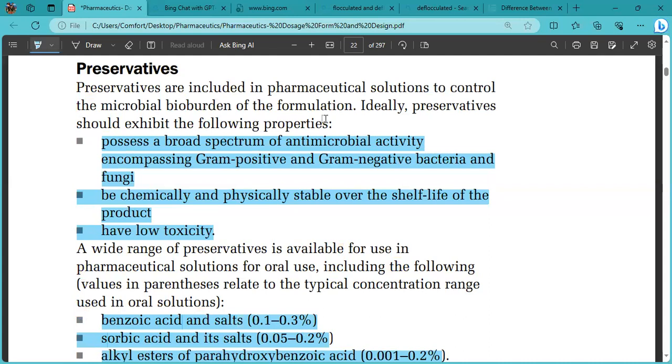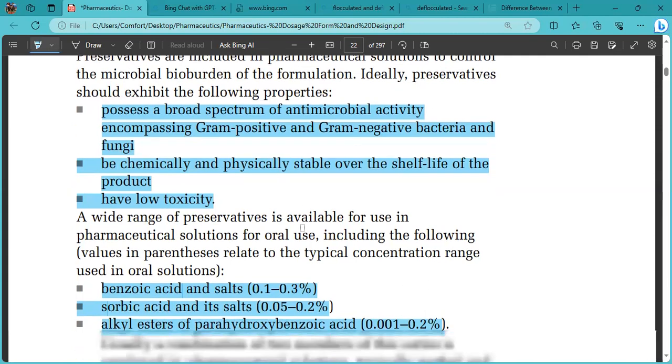The microbes themselves could metabolize the drug, so we don't want them to be in our preparation. So you add a preservative, which ideally should be a broad spectrum antimicrobial, meaning it should have activity against both gram-positive and gram-negative bacteria and fungi. And it should be chemically stable throughout the shelf life of the product, and it should have a low toxicity.